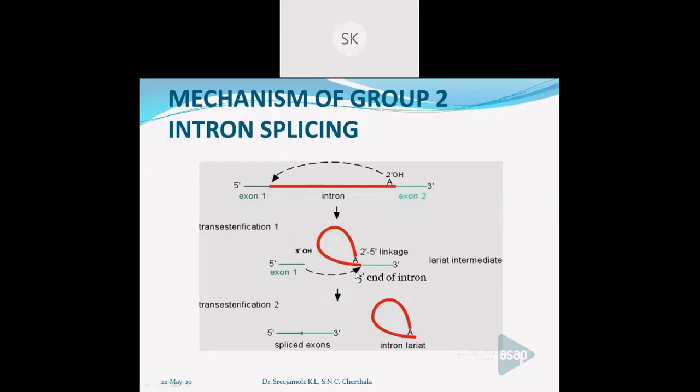That 5' end will attach on the adenine, and this 3' OH end of the free exon 1 will react with this 5' end of this second exon, releasing the lariat structure, and later exon 1 and exon 2 will get joined together by means of RNA ligases. So this is RNA splicing.